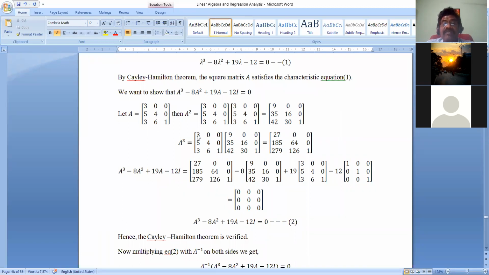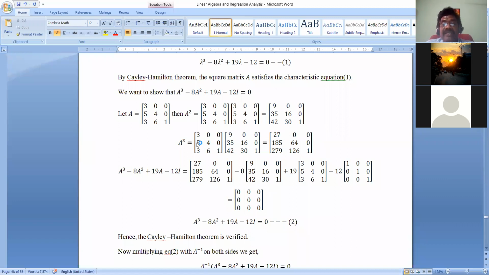Next, from the second column, 3 into 0, 0, 0 into 16, 0, 0 into 30 is also 0. Next, 3 into 0, 0, 0 into 0, 0, 0 into 1 is also 0. So these 27, 0, 0 are the first row values of A cube.